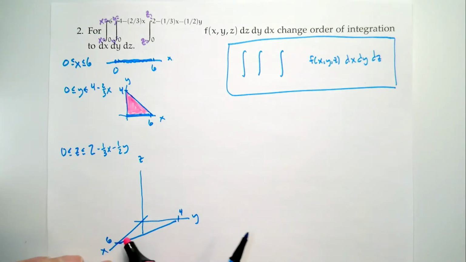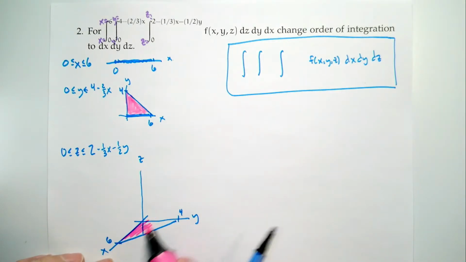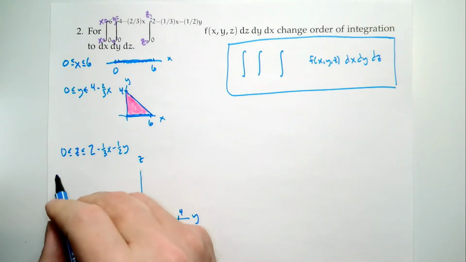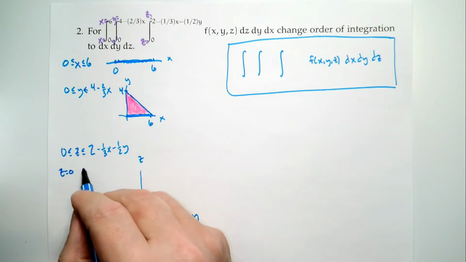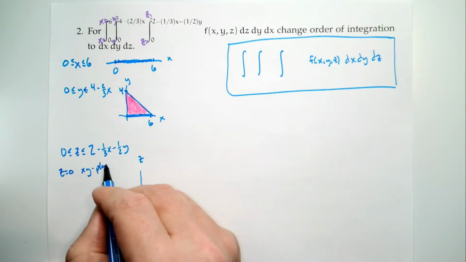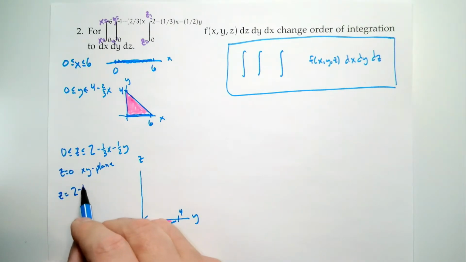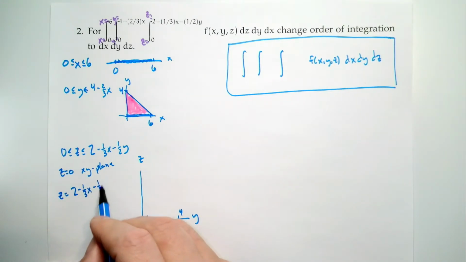And in fact, this is a pretty good picture, because if we think about our bounds, we're going from z equals 0. Well, that's the xy plane again. Okay, well, where do we go up to? All right, well, that's a good question. So, well, let's find the answer. We go up to z equals 2 minus 1/3 x minus 1/2 y.